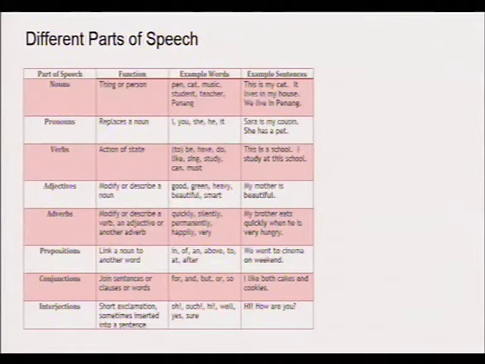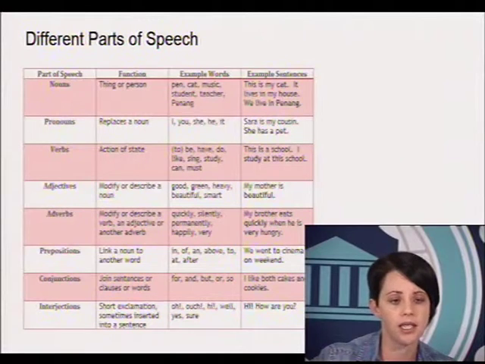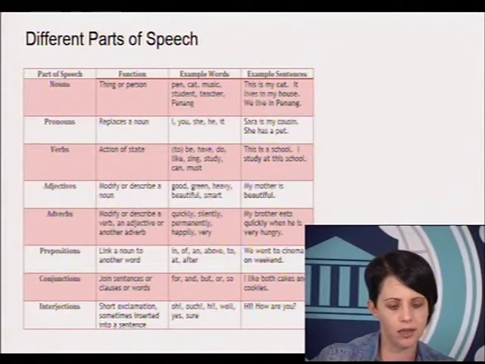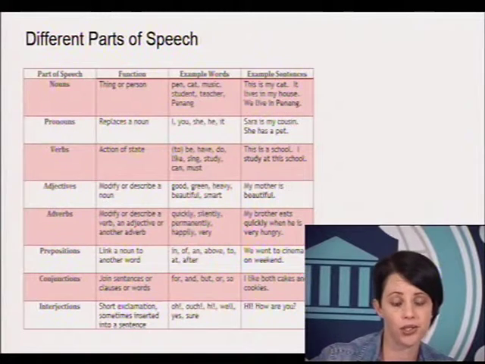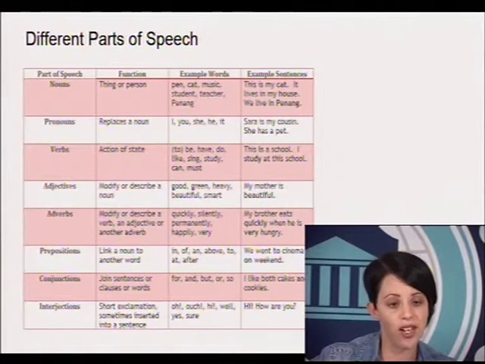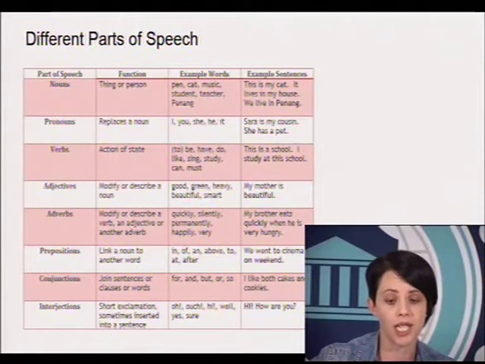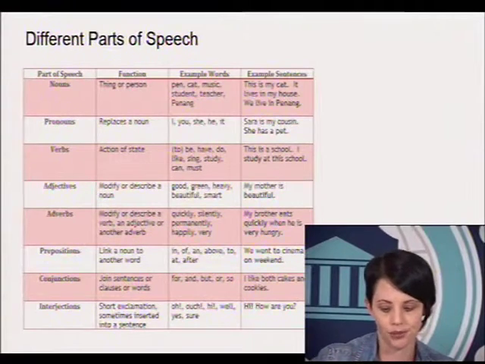Okay, it's very important again to go through the different parts of speech. The different parts of speech that are very important for primary and secondary would be nouns, pronouns, verbs, adjectives, adverbs, prepositions, conjunctions, and interjections. You can look at the table that's on the screen. Those will give you the function of each part of speech. They will give you example words and example sentences. If you know these, then you know your grammar rules.